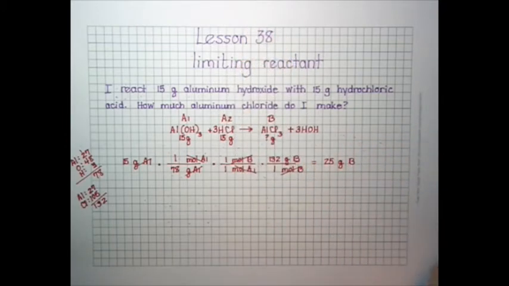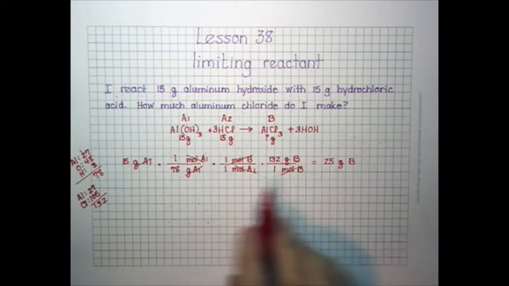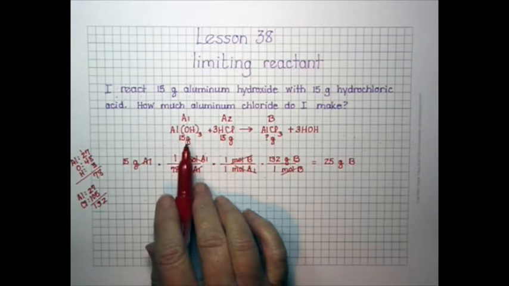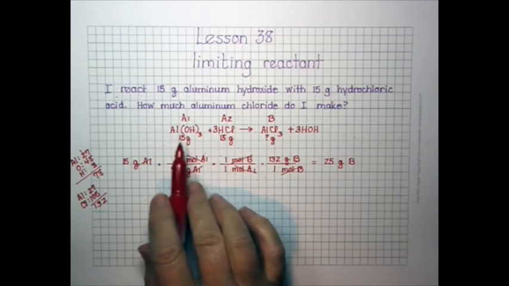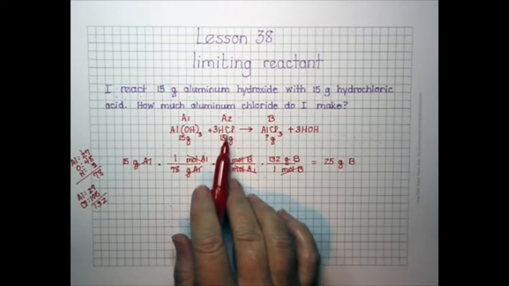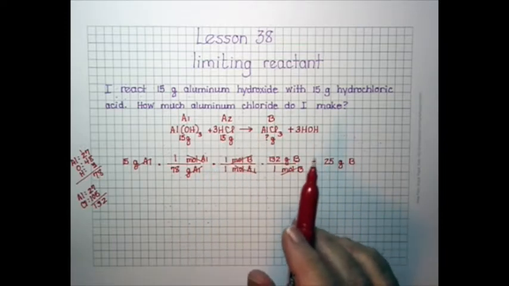Well, maybe. I'll make 25 grams of B if I use up every bit of my aluminum hydroxide, if that's the one that runs out first. But maybe it's not. Maybe this one's going to run out first. Let's try it and see.